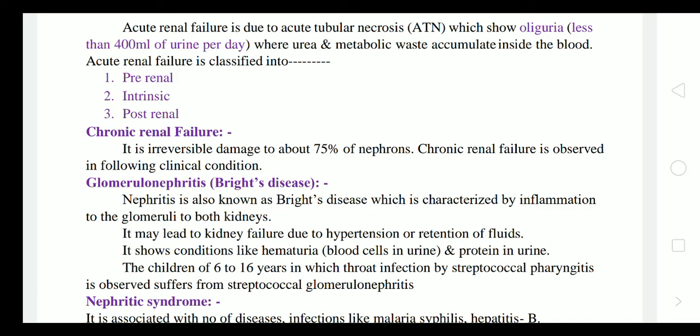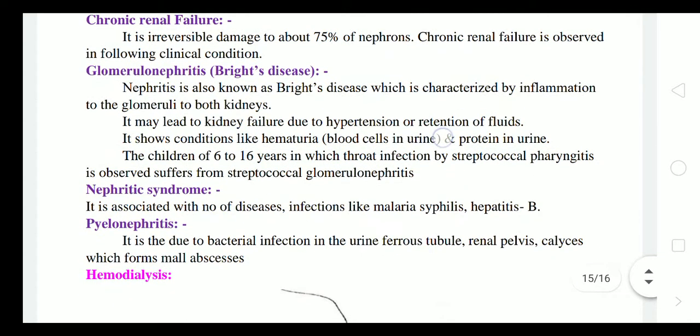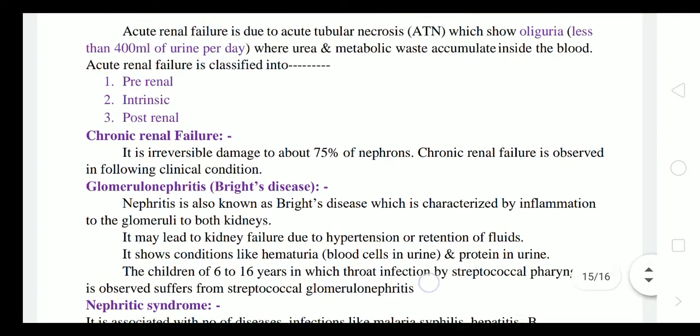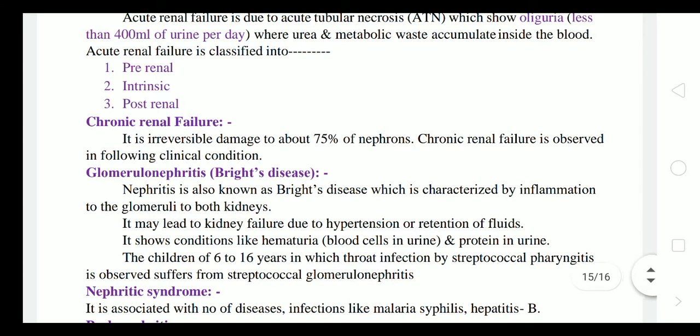Acute renal failure is classified into pre-renal, intrinsic, and post-renal. It is reversible. I'll explain first: pre-renal means before the kidney, that is, in the blood. Intrinsic means in the kidney, and post-renal means after the kidney, that is, the ureter, urinary bladder and urethra.